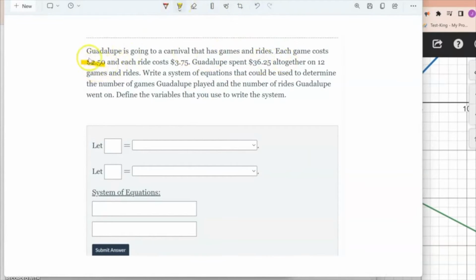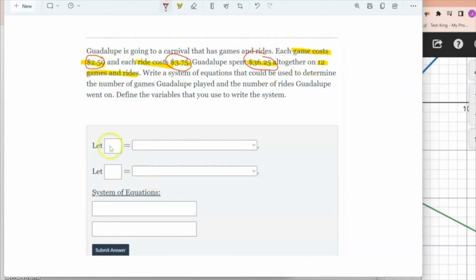There's a number. What is 250 talking about? It's a game. So 250 is a game. All right, find another number, 375. What's that? A ride, okay? All right, find another number. What's that? Together. So this is a total. All right, find another number. So 12, both rides and games, okay? And just like we did in class, money, money, money, money that all goes together.